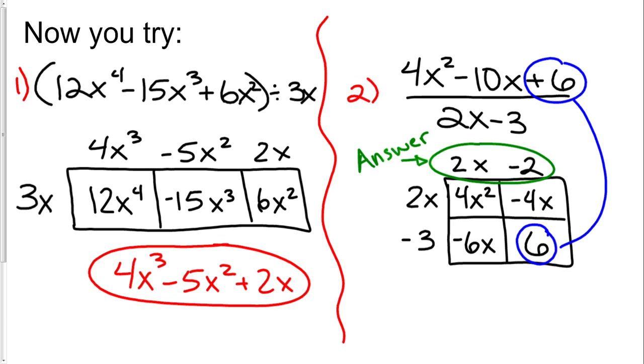Here are your 2 answers. Answer to number 1 should be 4x to the third minus 5x squared plus 2x. Answer to number 2 should be 2x minus 2. Make sure you check your work. Hopefully you got them both correct. If you didn't, go back, see if you can find where you made your mistake.